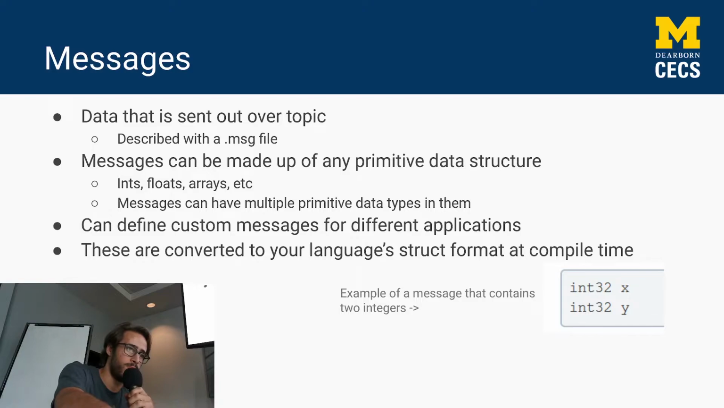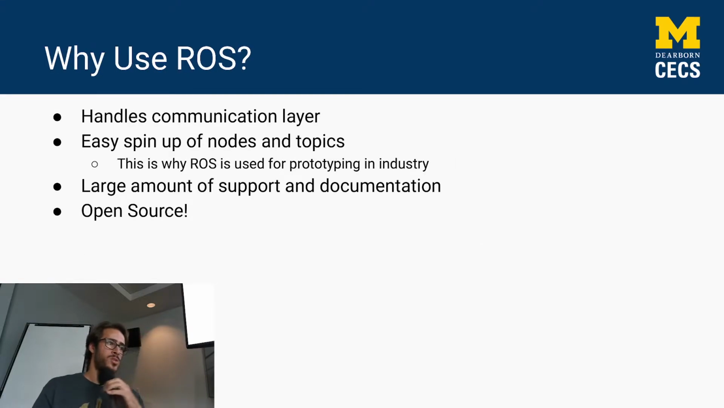And so, why use ROS? That's an important question when your whole club uses it. Well, ROS for us handles the communication layer, so it allows us to, as I said, easily spin up this network of nodes that can easily talk to each other and interact without us having to define that ourselves and set up that distributed networking system.